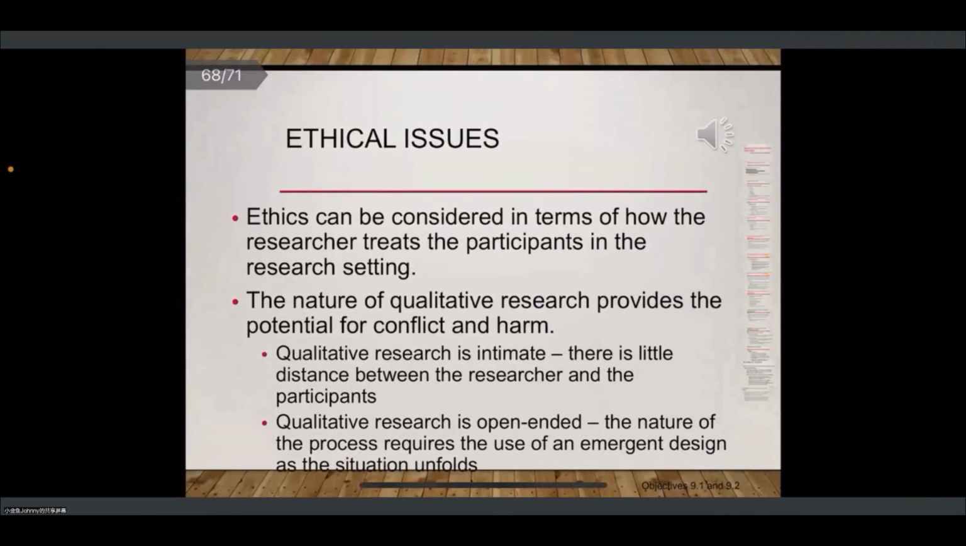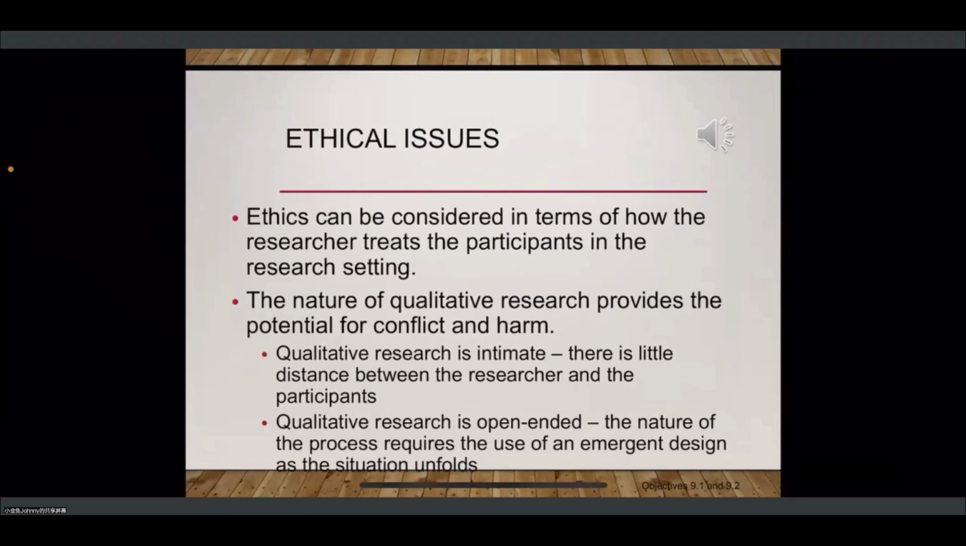Hello, Dr. Mai. My name is Wang Zhukang from China. Now it's time for me to introduce the ethical issue in qualitative research. Ethics can be considered in terms of how the researcher treats the participants in the research setting. The nature of qualitative research provides the potential for conflict and harm.